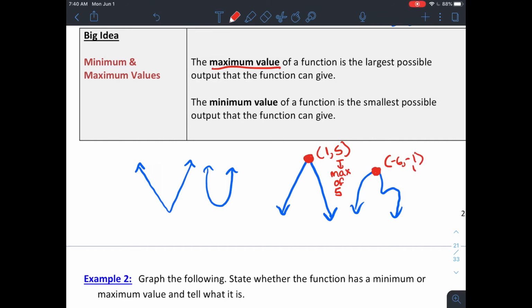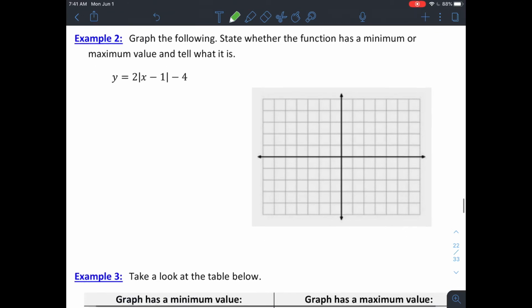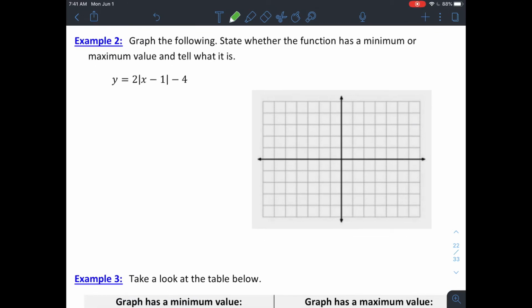So for example, on these two, you'd have a maximum value of 5 and a maximum value of -1. If your function is turned around the other direction and it's got a low point, it has a minimum value. So for example, maybe that one's got a minimum of 5. We're going to graph a couple and decide whether or not our functions have a minimum or maximum value.